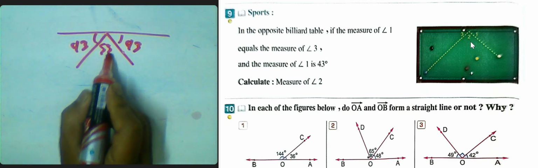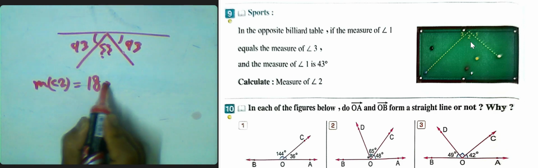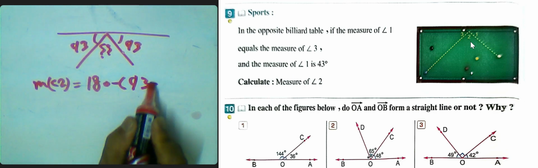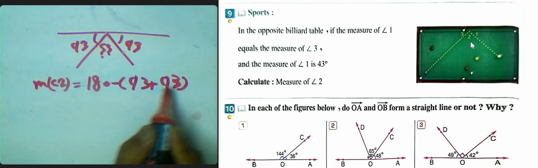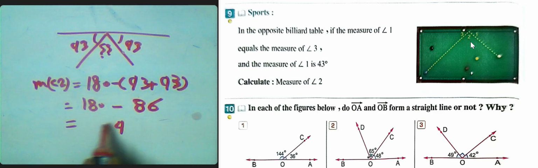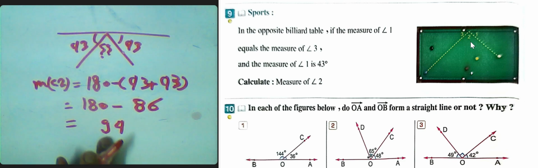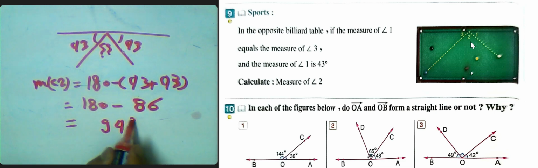Then we want to find the measure of angle 2. It's very easy. The measure of angle 2 will be 180 subtracted by 43 plus 43. Then you can write 180 subtract the summation of them. Then 10 minus 6 equals 4, and 17 minus 8 is 9. The result will be 94 degrees, the measure of angle 2. Okay, next example, question number 10.